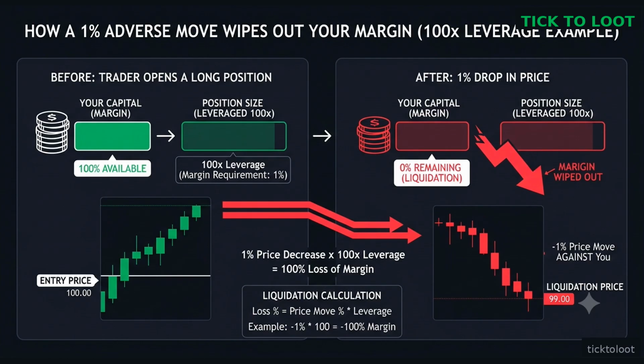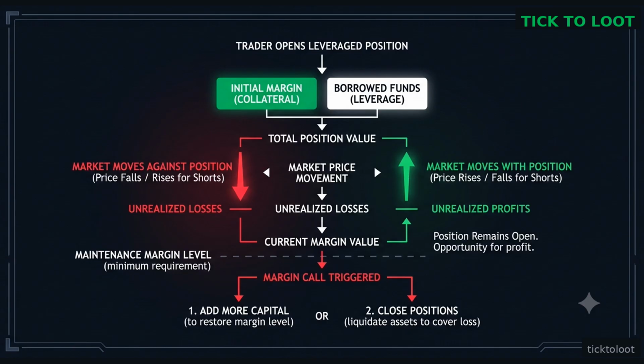For example, if you have a leverage of 100:1 and the market moves 1% against you, you can lose your entire margin. This is because the leverage is so high that even a small move in the market can result in big losses. If your account equity falls too low, you may receive a margin call from your broker.